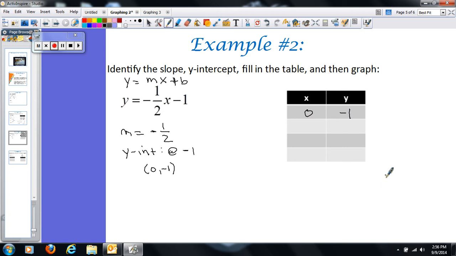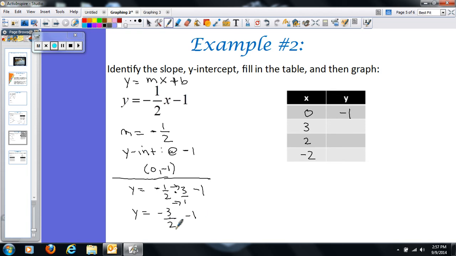Now this time, let's say I chose the number 3. And I chose the number 2 and negative 2. Okay? So, you have y equals, sorry, y equals negative 1/2 times 3 minus 1. In order to multiply a whole number and a fraction, I have to put it over 1. Multiply straight across. Negative 1 times 3 is negative 3 over 2 times 1 is 2, minus 1.